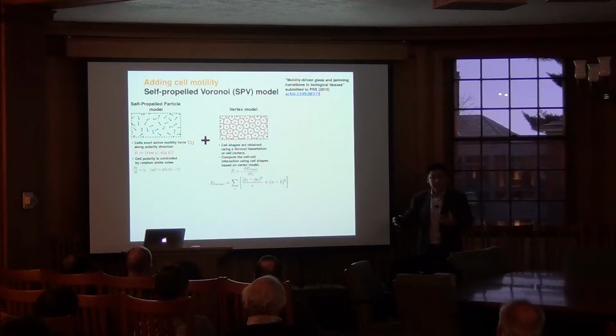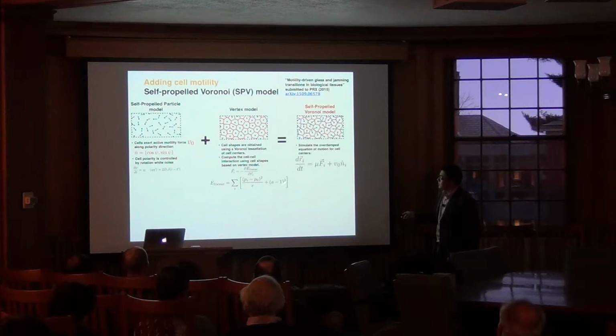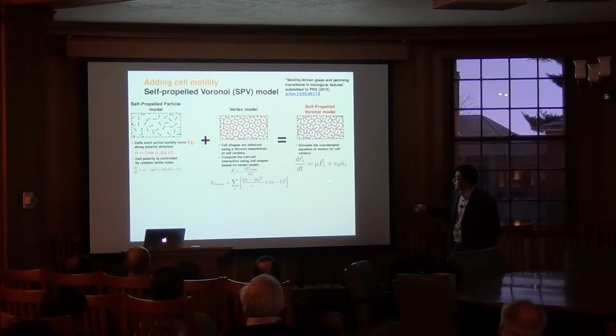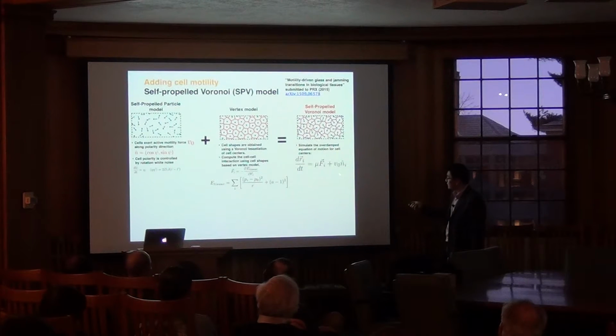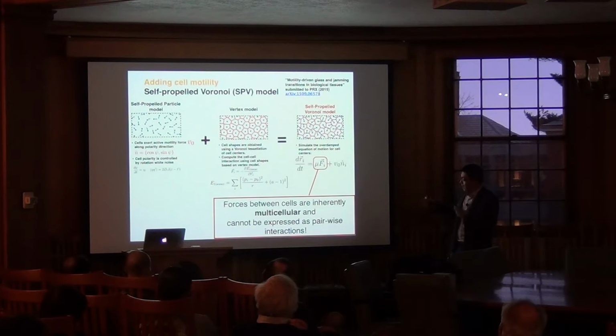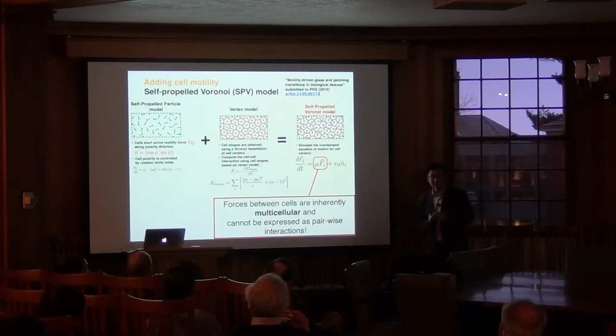So in that sense, it's a multicellular, multi-body interaction that's not exactly just a local interaction that's parallel. So putting this together, the interaction force due to the Vertex model and the motility self-propelling force, I'm simulating the overdamped equation of motion for each cell. And so this is due to the interaction between the cells, and this is due to the motility. Just to emphasize, the forces here are inherently multicellular and cannot be expressed as pairwise interactions.